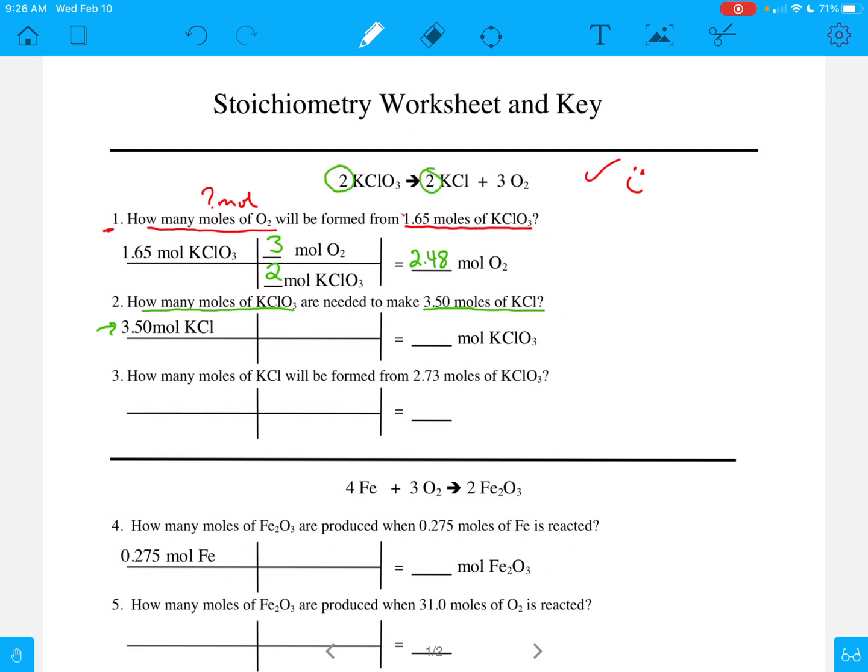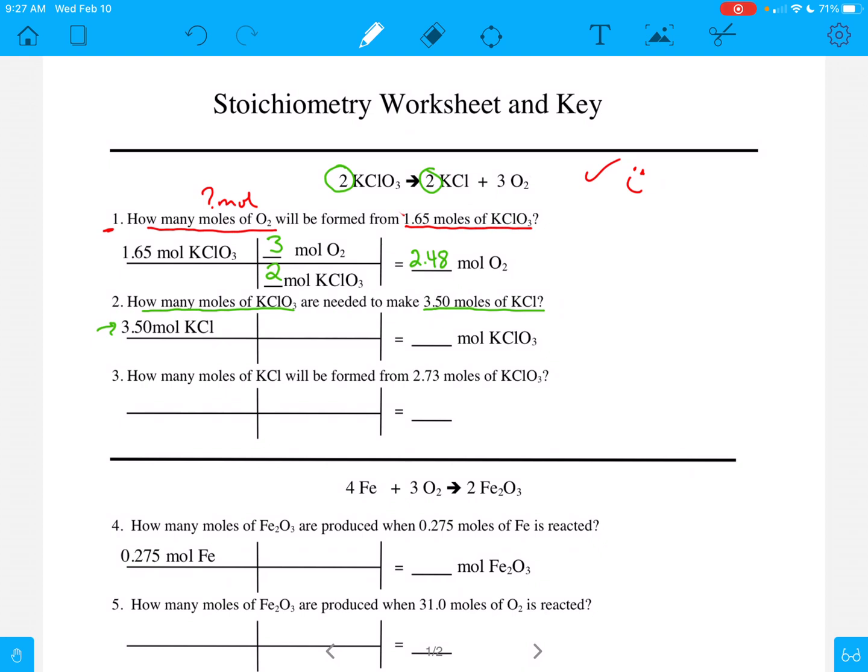Now, some of you fancy math types are going to say, oh yeah, that's just a 1 to 1. If you want to do that, that's fine. I will never do that, because some of us don't like to do math in our heads at all, and you don't have to.